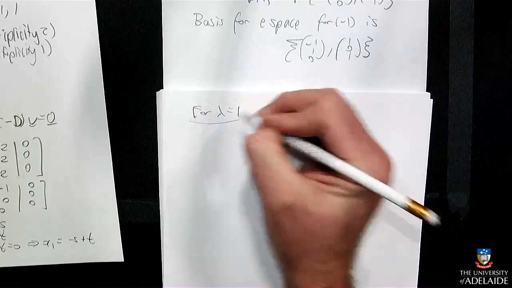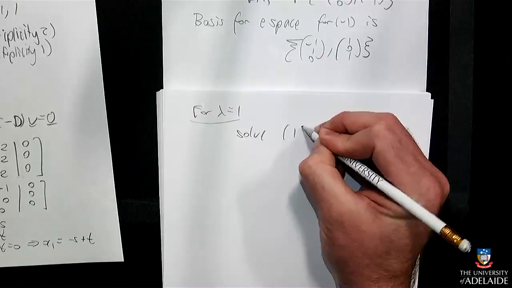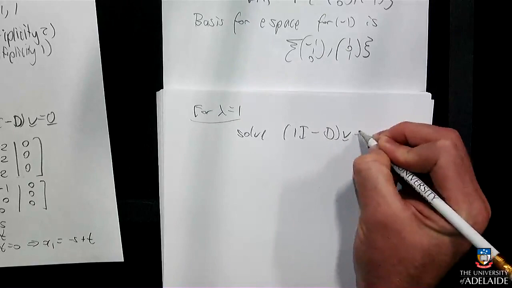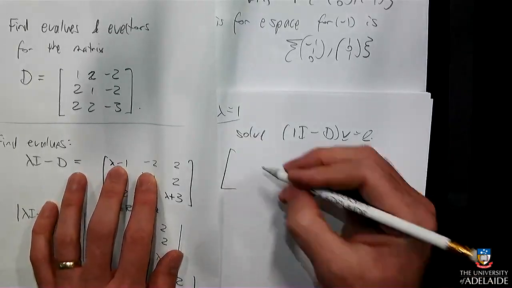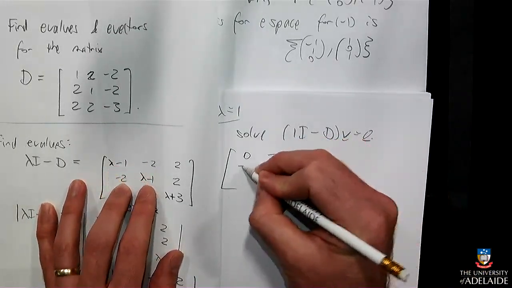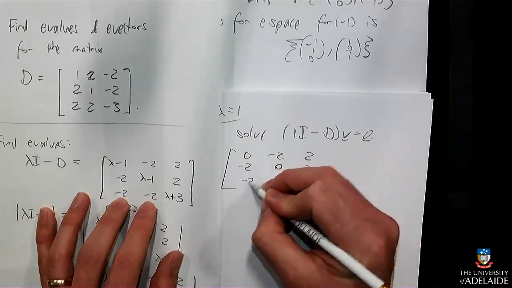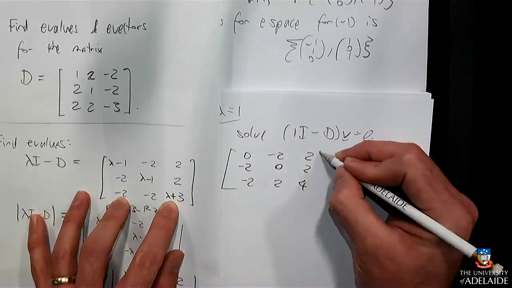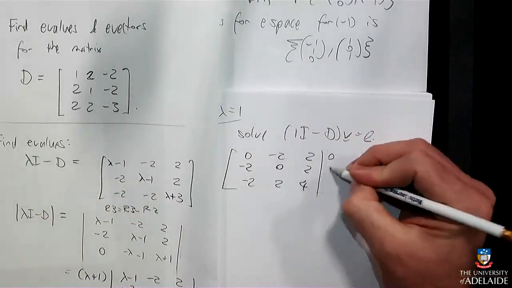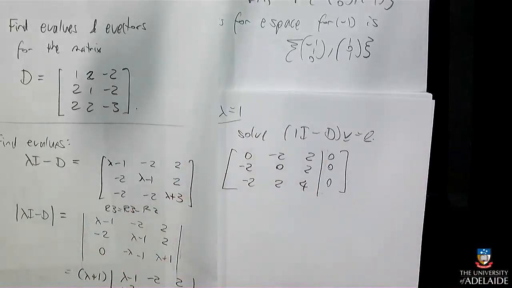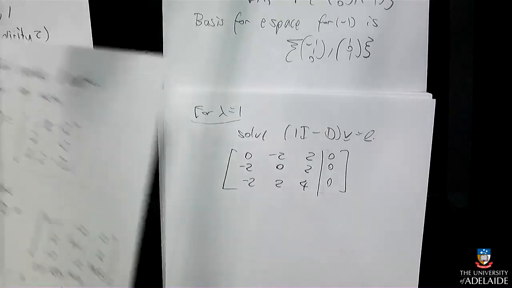For lambda equals 1, we need to solve (1I minus A)v equals 0. So let's see, where's my matrix? 1 minus 1 is 0. 1 minus 1 is 0. And that's 4. You are allowed to leave off the column of zeros, but I do it to remind myself that it's actually a solution to some equations, because otherwise I forget that detail.